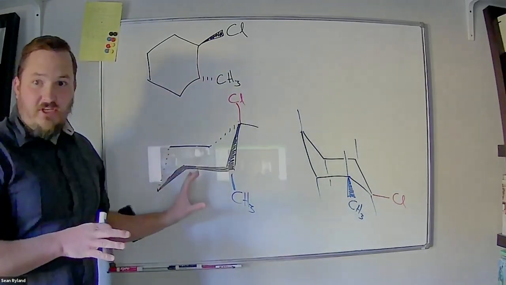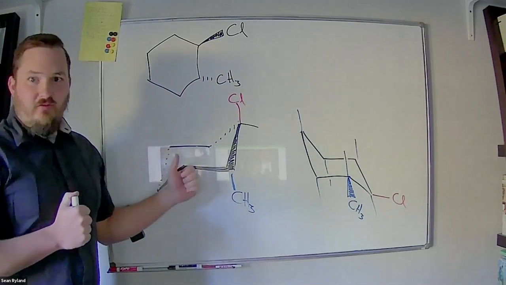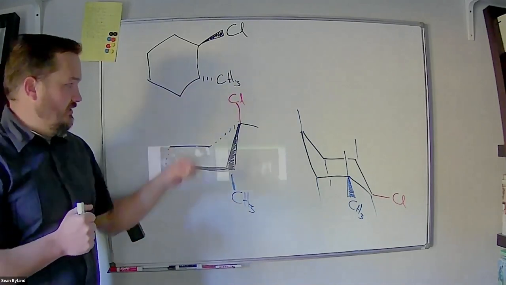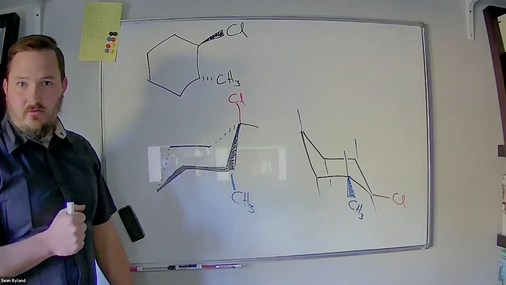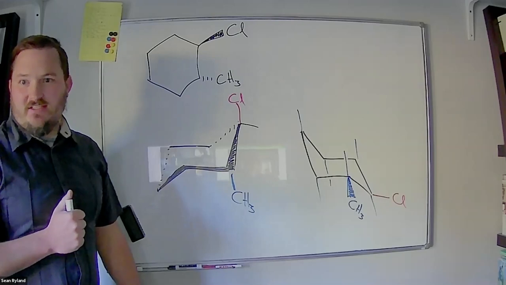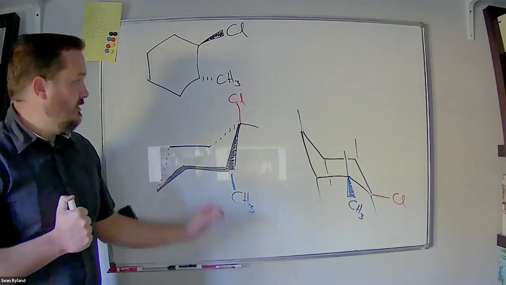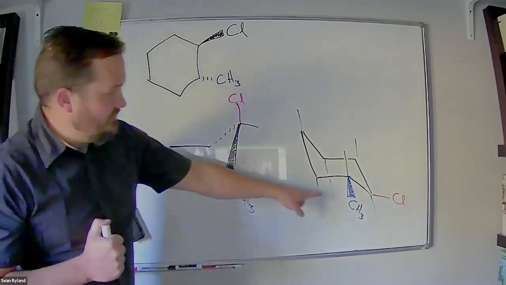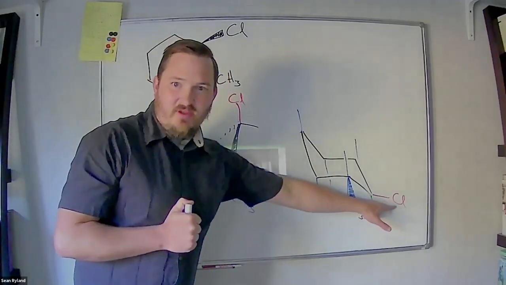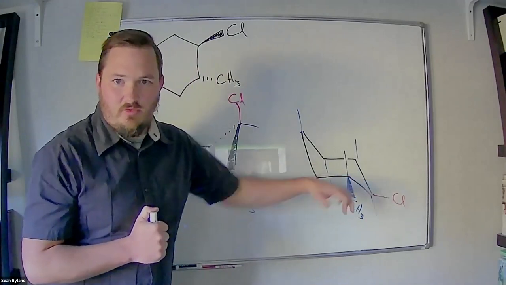Just as a double check, if you did everything right, when you do these chair flips, everything that was axial is now equatorial. And if it was equatorial, it's now axial. Everything flips when you do a chair flip. Right? So axial turns into equatorial, pointed away from everything, and equatorial turns into axial, pointed out towards us.